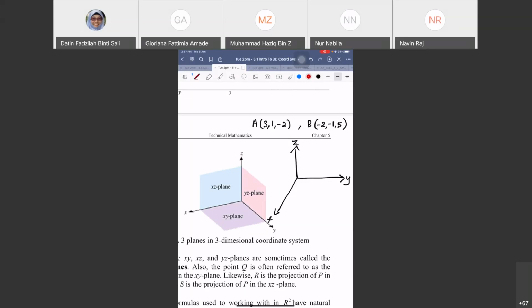We will always start from the origin, from the middle. Let's say we want to plot A, (3, 1, -2). That means 3 is for the x, 1 is for the y coordinate, and -2 is for the z coordinate. So from the origin, go along the positive x-axis for 3 units, 1, 2, 3. Then 1 unit positive for y, so 1 unit to the right. Then -2 is for z, so going down 2 units, 1, 2.